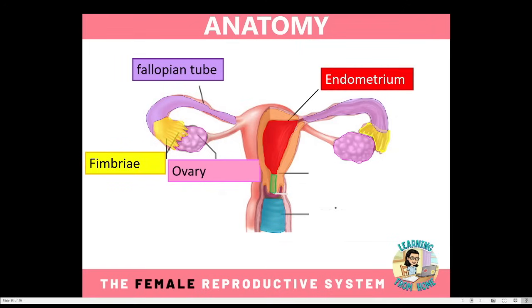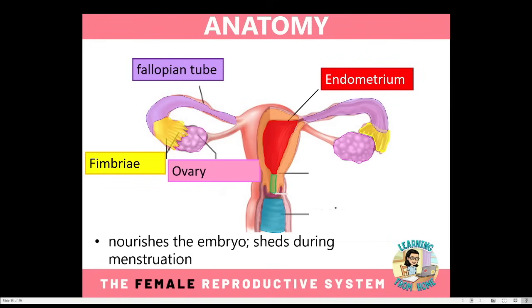Next, endometrium. What is the function of the endometrium? The endometrium nourishes the embryo, and this is the part of the female reproductive system that sheds during menstruation. It is like the uterine or the uterus lining.